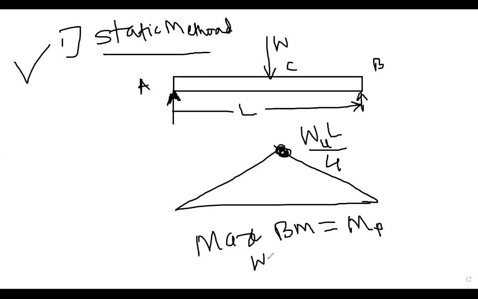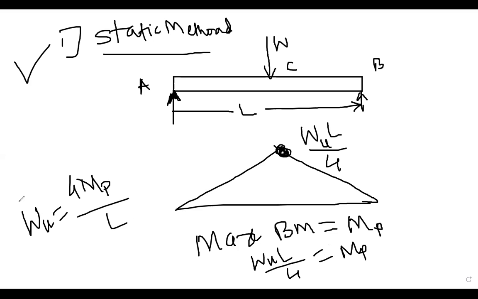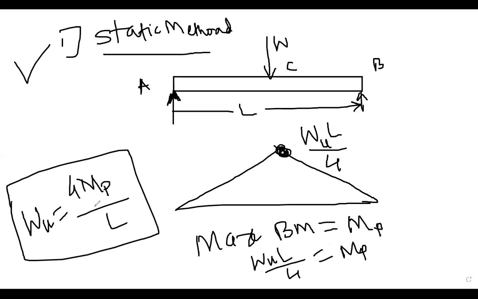So maximum bending moment is equal to WUL/4 is equal to MP. So I have to find out collapse load. WU is equal to 4MP/L. That is the answer. Remember this. Simply supported beam subjected by point load at the center. So for that, collapse load is equal to 4MP/L. This is by using static method for simply supported beam.